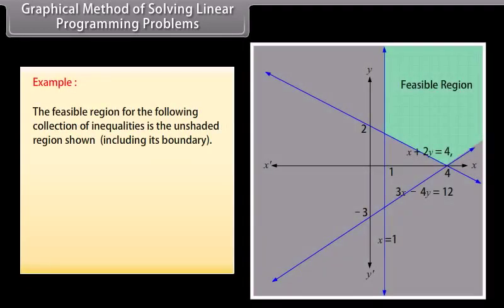Example. The feasible region for the following collection of inequalities is the unshaded region shown, including its boundary. 3x minus 4y is smaller than or equal to 12, x plus 2y is greater than or equal to 4, x is greater than or equal to 1, y is greater than or equal to 0.